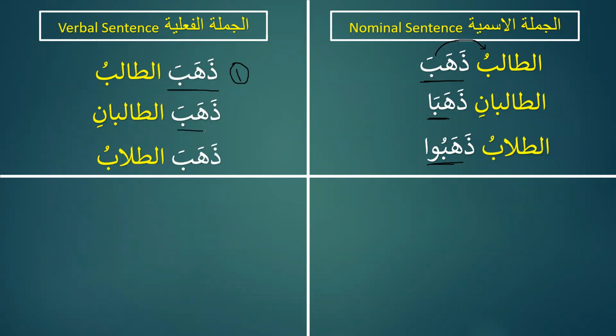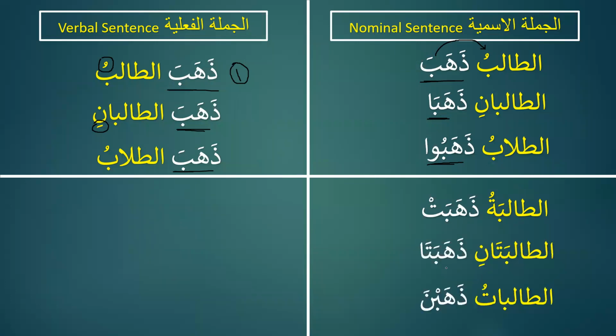So the basic difference between the nominal sentence and the verbal sentence is that in the nominal sentence, the verb has to follow the noun. But in the verbal sentence, when the doer is apparent, whether the doer is singular, dual, or plural, the verb used is only the third person masculine singular, that is dhahaba. And the same goes with the feminine, الطالبة. So we will have to use ذهبت, and الطالبتان ذهبتا, and الطالبات ذهبنا. Now we can see here that the verb is following the noun.